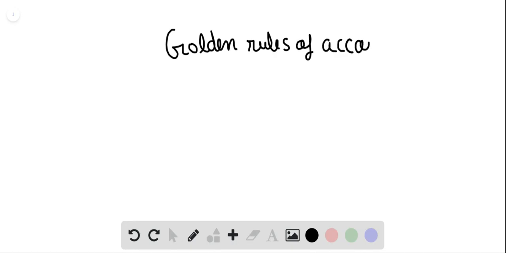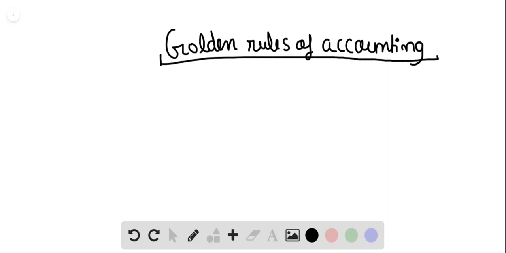Okay, so we are going to understand the golden rules of accounting. These rules of accounting will be applicable throughout accounting as a subject. First of all, however, after writing it will be easy to understand.